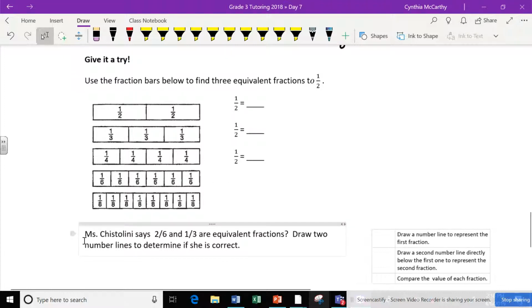The next question says, Miss Chistolini says 2/6 and 1/3 are equivalent fractions. Draw 2 number lines to determine if she is correct. Your tutoring teacher will be looking at your paper to see that you have drawn out 2 number lines. One will be divided into sixths. One will be divided into thirds. You will then determine if Miss Chistolini is right and if 2/6 is equivalent to 1/3.